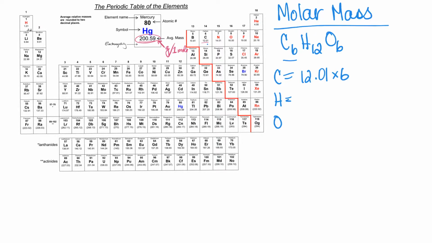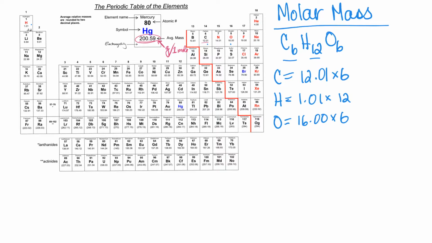All right. So then we're going to look up hydrogen. Hydrogen is 1.01. How many of them are in here? 12. And then we have oxygen, which, according to this periodic table, is 16.00, times how many do we have? And that would be 6.